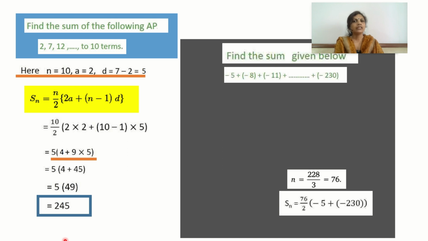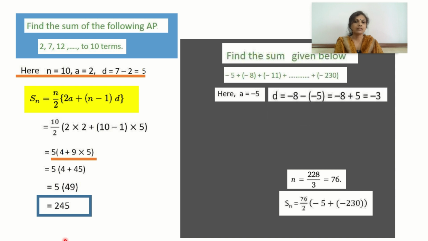Let's first write down the data given to us. We are given a, that's the first term, is minus 5. Then we are given the common difference. Check out, the common difference is minus 8 minus of minus 5. So minus 8 plus 5, which is minus 3. Along with this, we are also given the last term. If you check out, which is the last term here? The last term is minus 230.